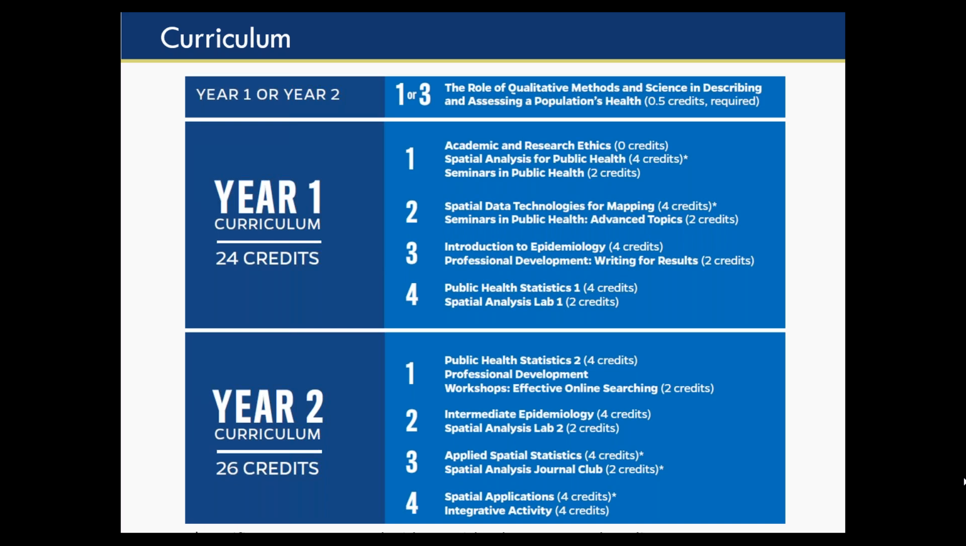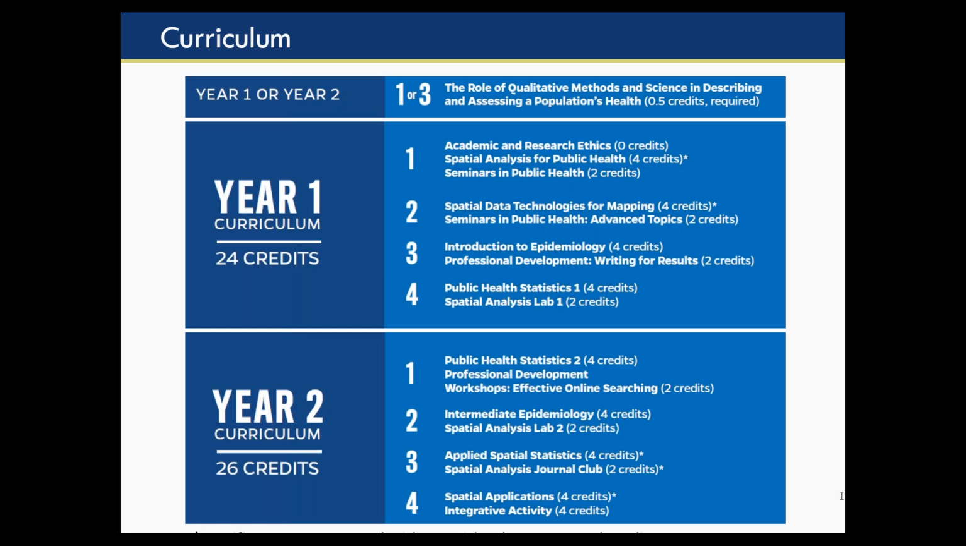Just to make some comments here before I forget, you'll see some of these classes are starred with an asterisk. You can see up in year 1, terms 1 and 2, spatial analysis for public health and spatial data technologies for mapping. Those starred classes are the classes that the certificate students are taking. So in their only year, they will take a spatial class every term. The first 2 terms they'll be in one cohort, and then the second two terms they'll be in a year 2 cohort. And so they're taking the same classes as the MAS students, which is important.